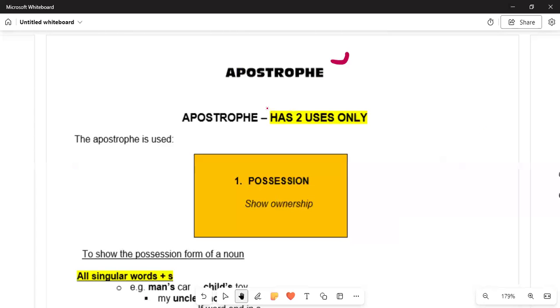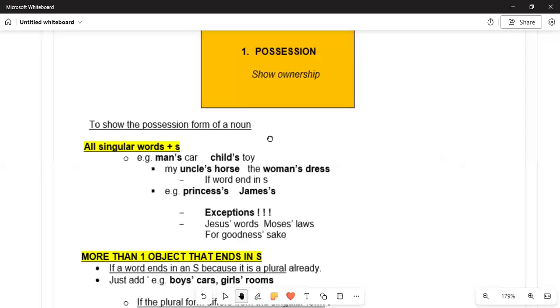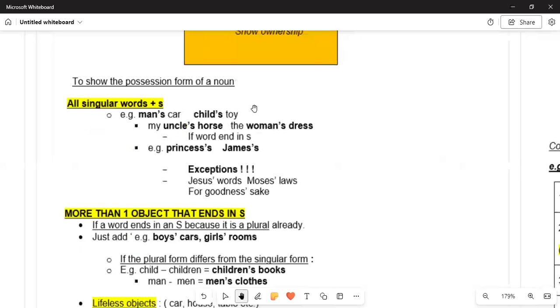This is a typical sign of an apostrophe. The apostrophe has two uses only. Please bear in mind it has two uses. Here you can see possession, a position of ownership. You show that there is ownership. As we go on, number one here is to show the possession form of a noun.